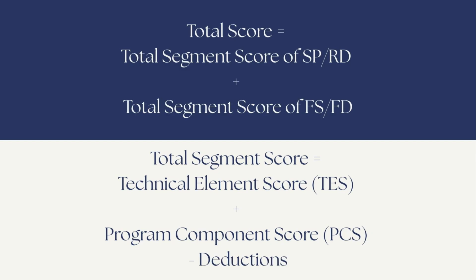So, to summarize, the total score of an athlete at an event adds up from the two segment scores, the score for the short program, or in ice dance, the rhythm dance, and the segment score of the free skate, or in ice dance, the free dance. These segment scores equal the technical element score, the program component score, minus any deductions.